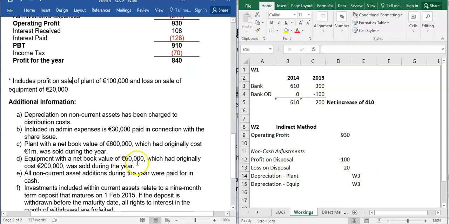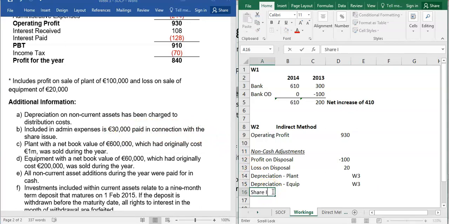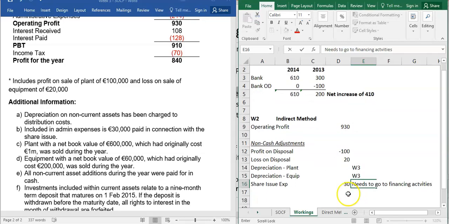Any other non-cash items? Included in admin expenses is 30,000 paid in connection with the share issue. What we do there is we take the share issue expense and you add back 30, and we'll say here, needs to go to financing activities. The whole logic here is because that money is related to the issuing of shares, it shouldn't be in operating activities. So you add it back to operating activities and you'll take it off when you net it against the share issue proceeds in the financing section, financing activities.